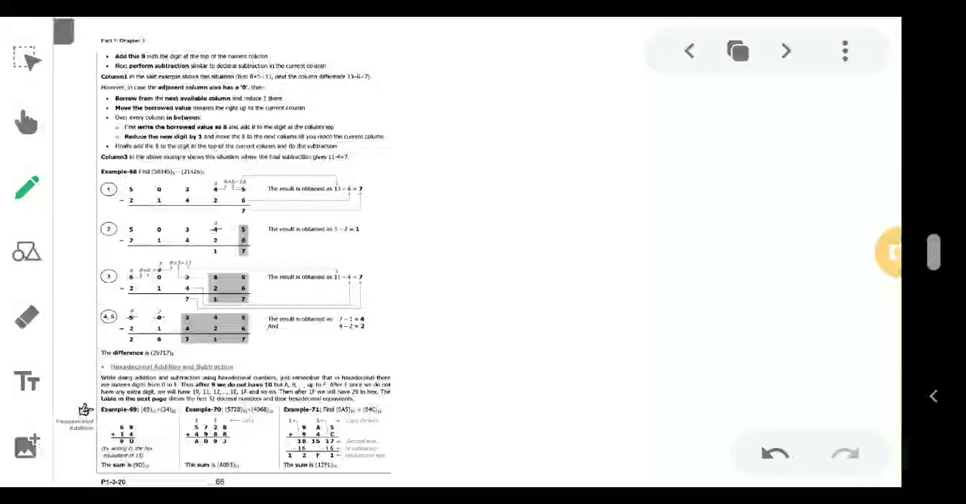In the previous lecture session, we learned how to perform octal addition and octal subtraction. In today's video lecture session, we will learn how hexadecimal addition and subtraction take place. First, we will learn how hexadecimal addition takes place.